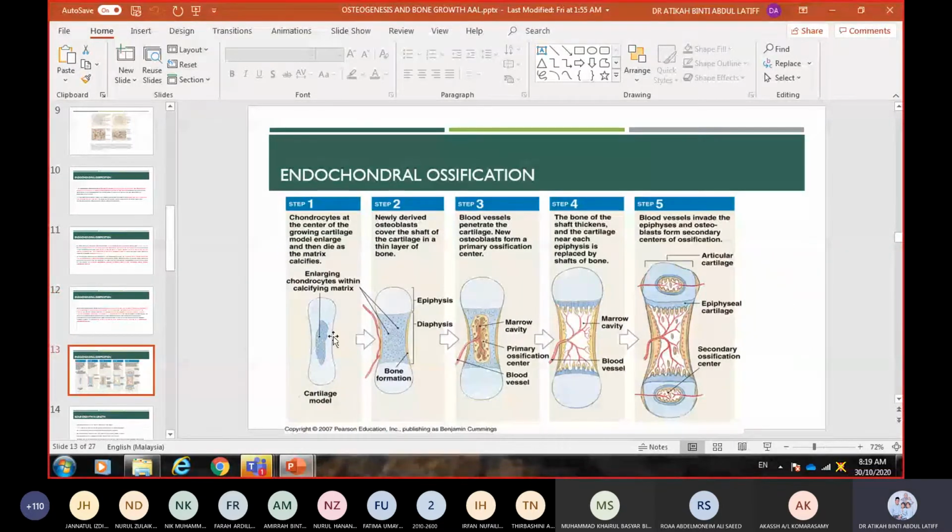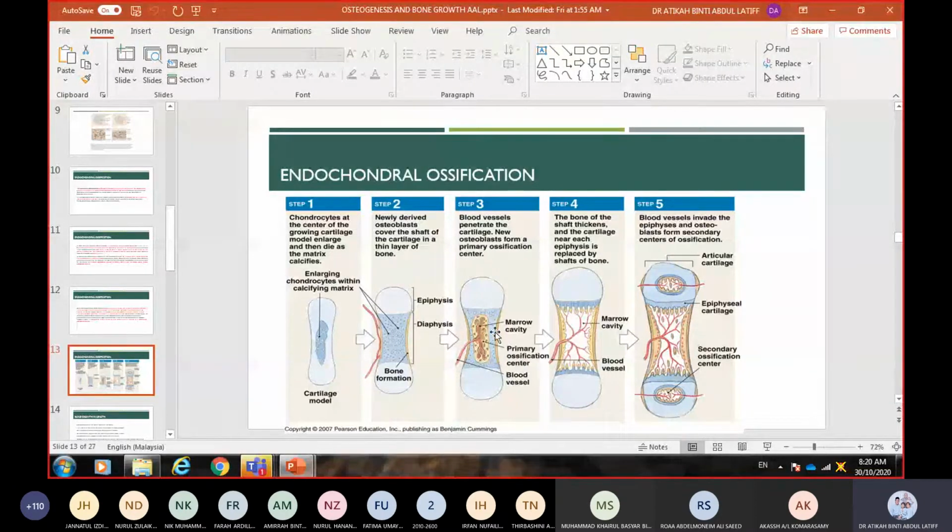So if you see here, what this means is the chondrocytes start to grow cartilage in the center of the bone. Okay, and then newly derived osteoblasts cover the shaft of the cartilage, meaning the periosteum. The osteoblast starts to form the periosteum first. Okay, and then blood vessels start to penetrate the cartilage in the center. Okay, and new osteoblasts are brought by the blood vessel. Okay, and this forms the primary ossification center.